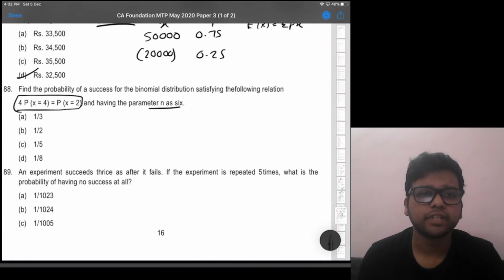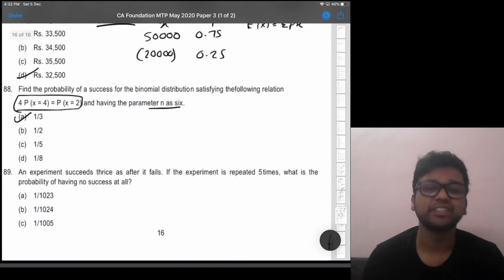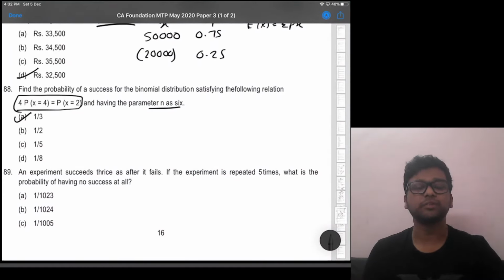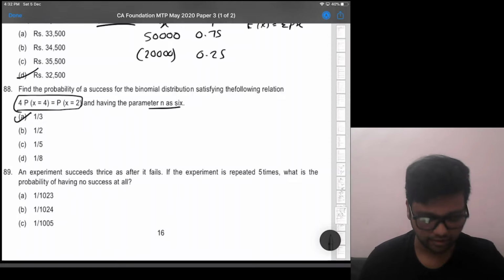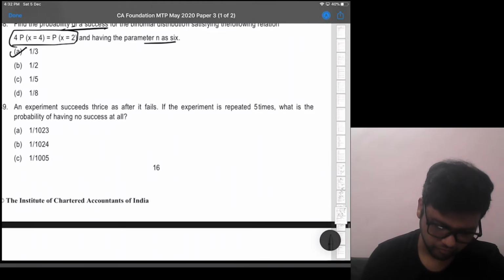Let's solve now. We want the probability of success. That's it. So 1 by 3. There's a question in the module where you have to calculate the probability of 2 successes or 3 successes or something like that. You don't need to do that. The probability of success we have already got, 1 by 3.